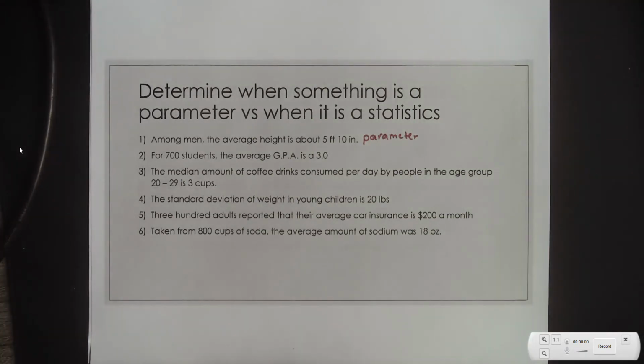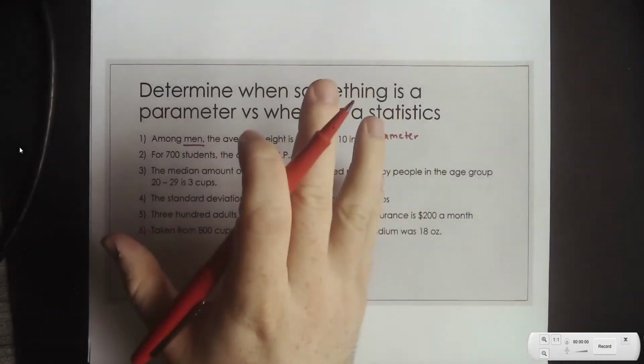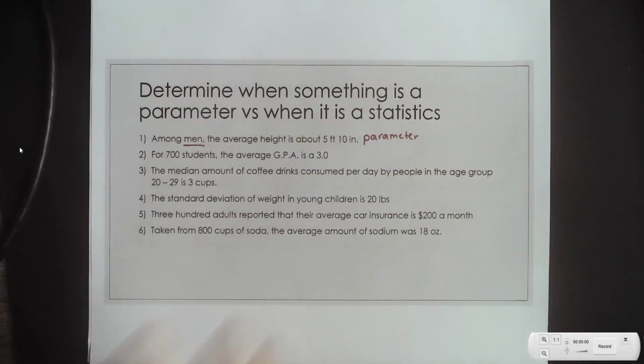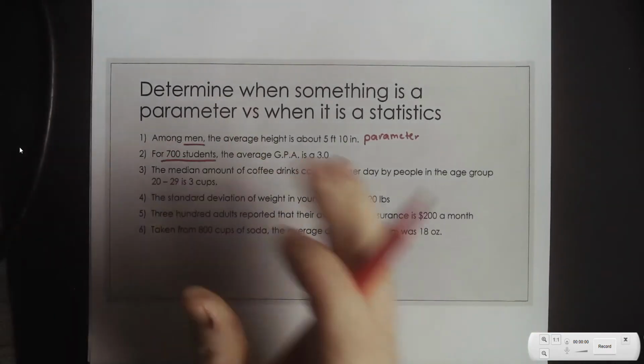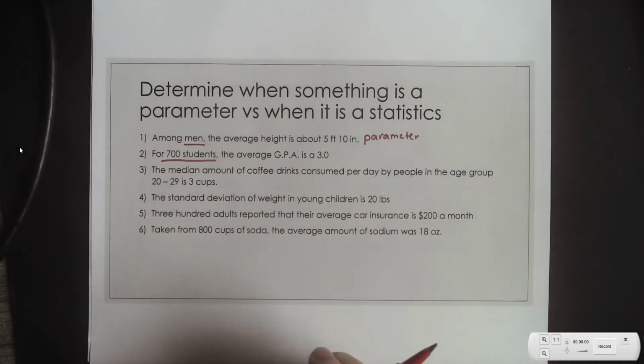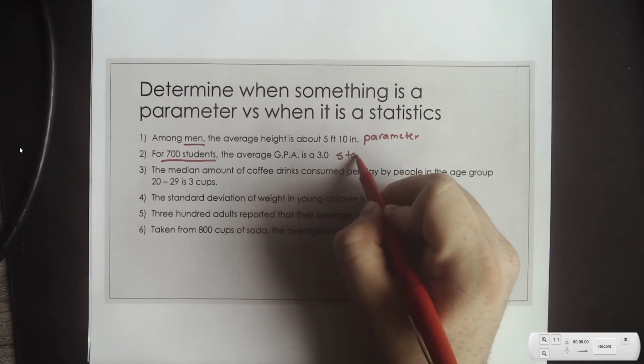For 700 people, the average GPA is 3.0. So among men, men was very general. So that is a population. Specifically 700 students, that is a statistic. We're basing off of those 700 people. So this would be a statistic.